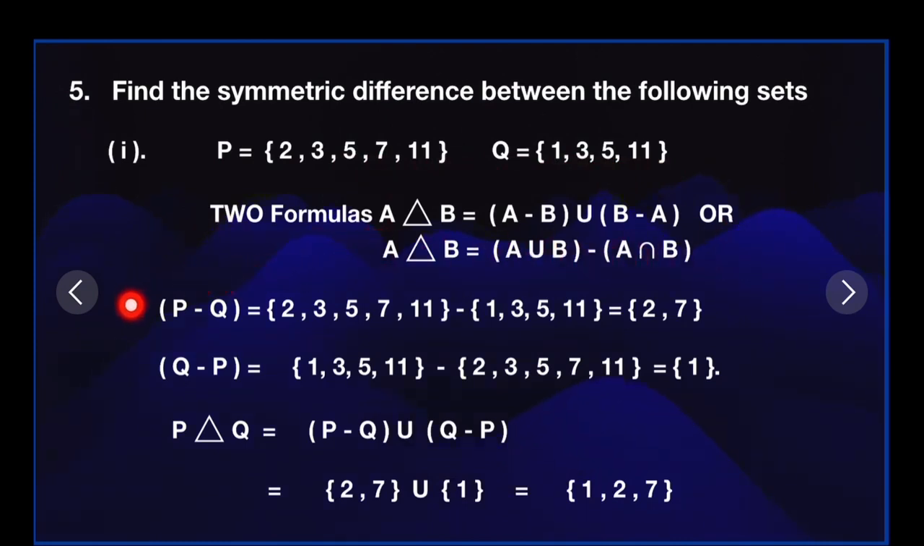So first find out P difference Q, that is all the elements of P which are not the elements of Q. So write down the set P, write down the set Q, remove all these elements from P and you will get this set. Q difference P, write down the set Q and then remove the elements of set P and you will get this answer. Now do the union of both these sets and you will get the P delta Q, that is 1 to 7.